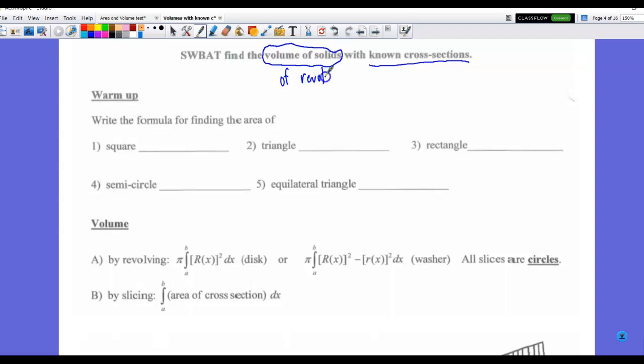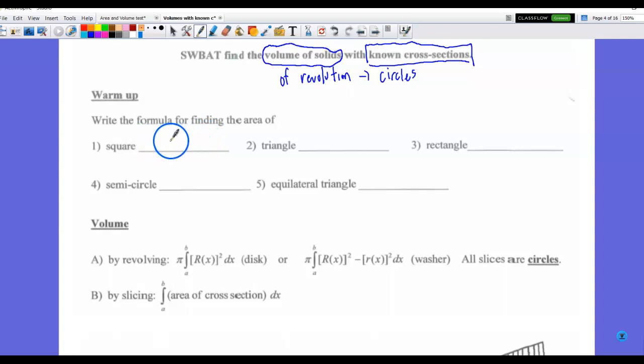So we talked about when we did solids of revolution that because we are revolving, we necessarily are going to make circles. So what we're going to find out in this particular section is that not everything has to be a circular motion. So pay attention here that we're going to find the volume of solids with known cross sections. So before we begin, we're going to do our little review of some area formulas that we're going to need in order to accomplish this.